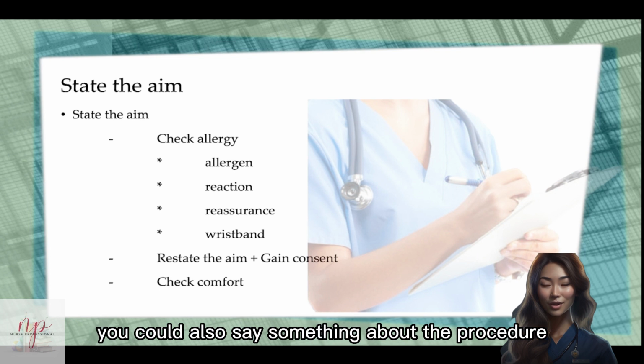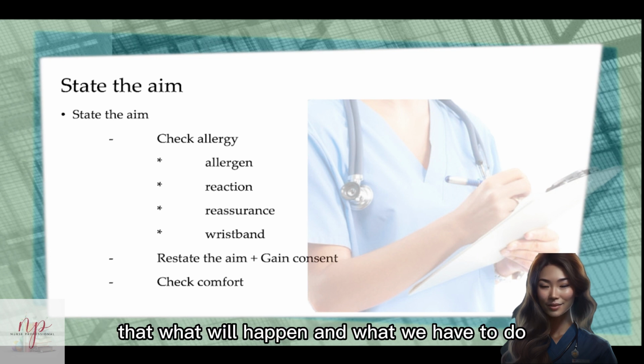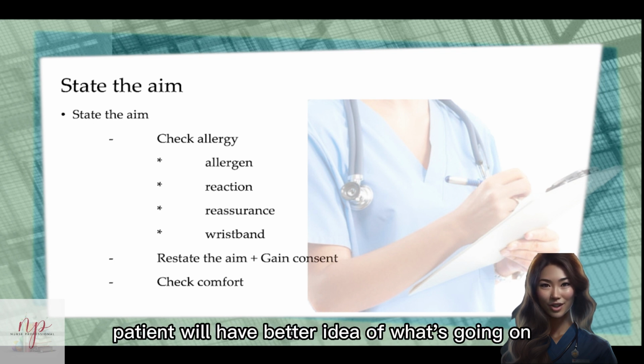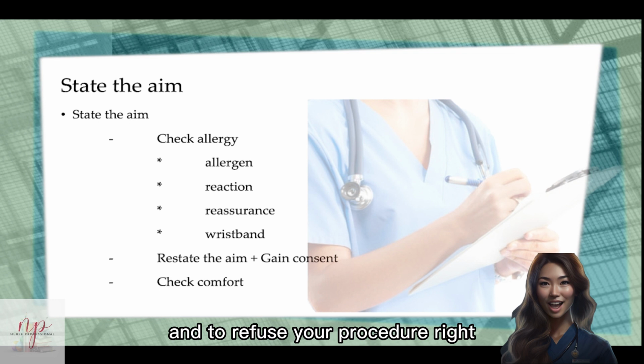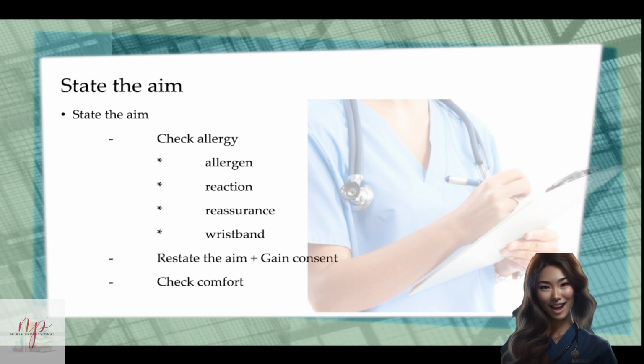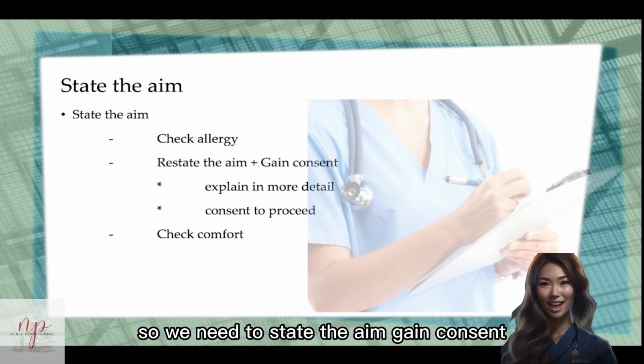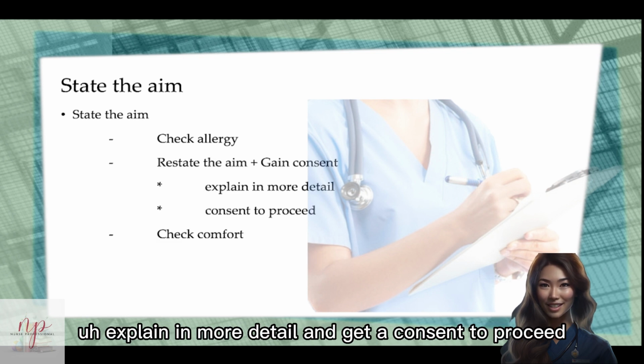You could also say something about the procedure, what will happen and what we have to do, so the patients will have a better idea of what's going on. And then you need to gain consent, because patients have the right to refuse your procedure, right? So therefore, we must gain consent before we proceed to the procedure. So we need to state the aim, explain in more detail, and get the consent to proceed.